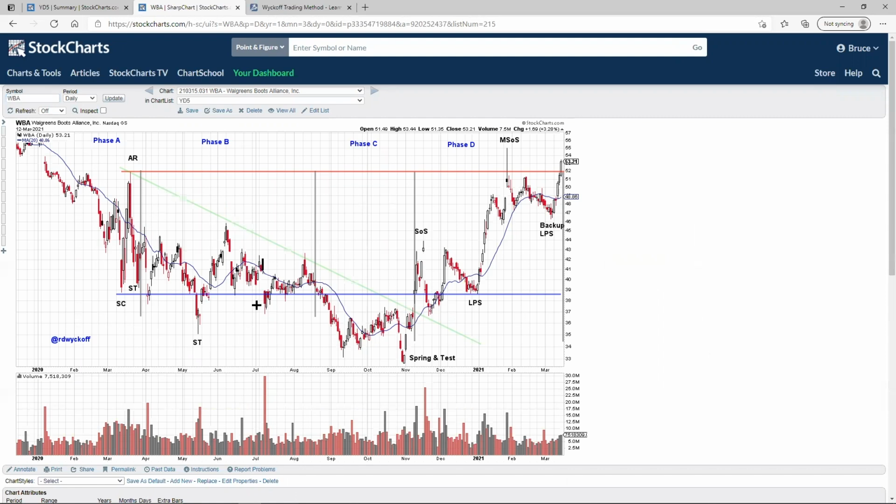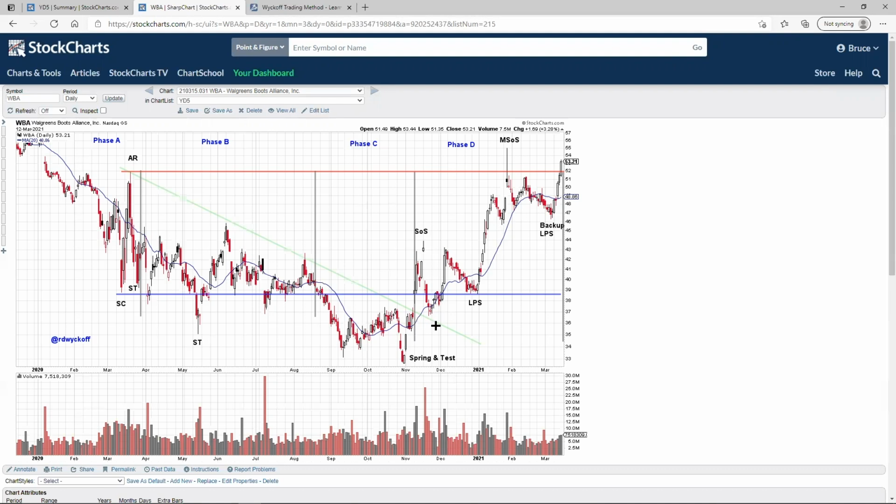Resistance and support is drawn. Phase B is very volatile. You can see there's a general downward tilt to the trading range. It goes down. This is a complex phase C because it goes down below the support area and then spends time there and has a spring and a test of this low in September before returning back up into the structure. We would generally not be interested in this until it got back up into the trading range.